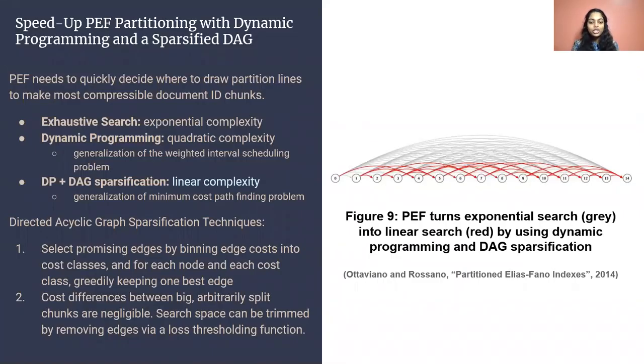Partitioned Elias-Fano needs to quickly find the best places to draw partition lines. This is normally an exponential time complexity search, but with a combination of dynamic programming and directed acyclic graph sparsification techniques, Partitioned Elias-Fano does it in linear time.